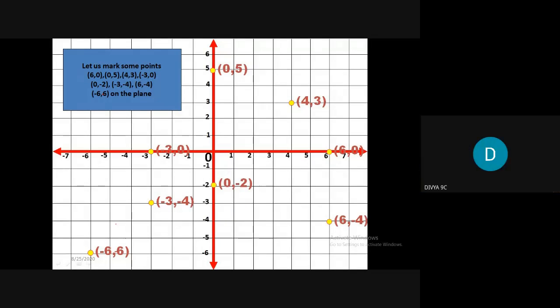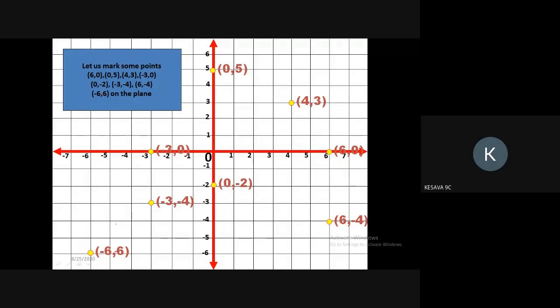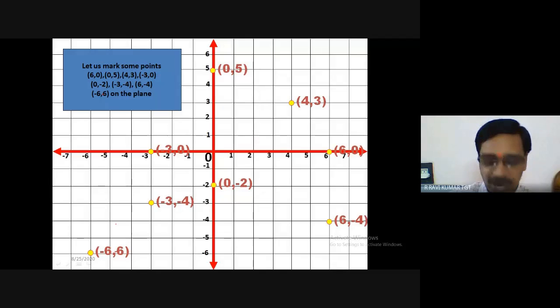Which quadrant? Third quadrant, sir. Third quadrant. Very good, very good. Correct. Now, Kesava will tell. Kesava. Yes, sir. (-2, 5)... (5, -2). Come on, quickly.